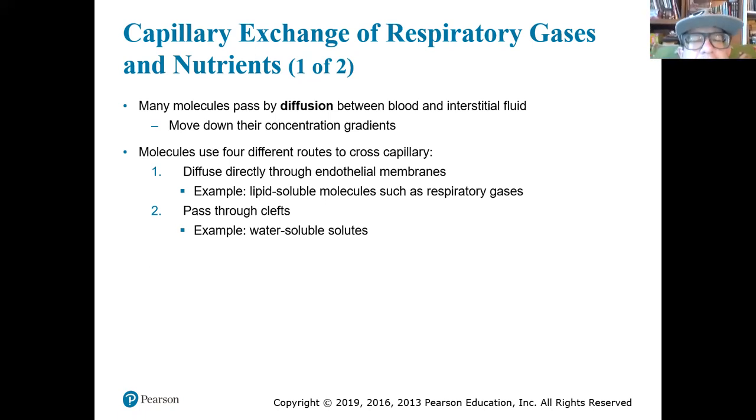So diffusion, if you remember, when things diffuse, they're moving down a gradient. That's a fancy way of saying they're going from an area where there's a lot of what they are to an area where there's very little.